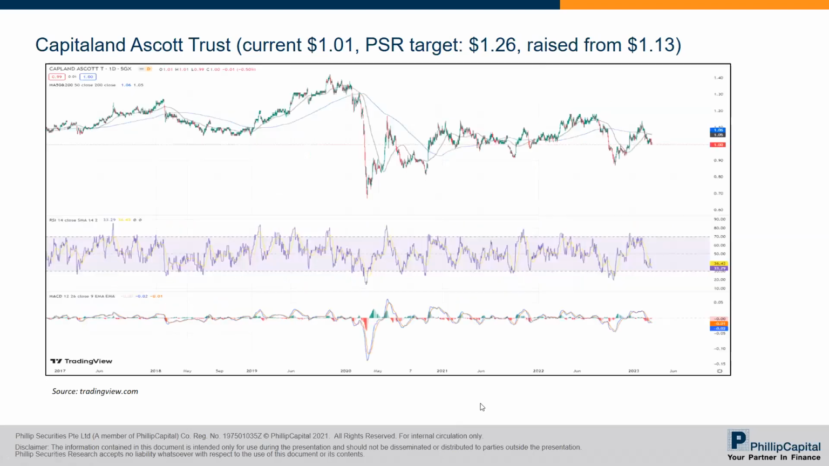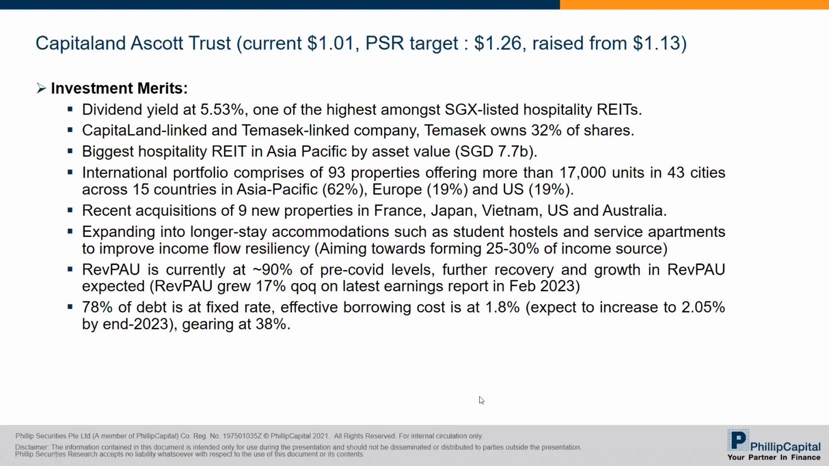And the good thing about Ascott is that almost 80% of their debt is fixed. So they managed to keep their borrowing cost at only 1.8%. Despite these few months of high interest rates, Ascott is still able to borrow at an aggregate borrowing cost of only 1.8%.